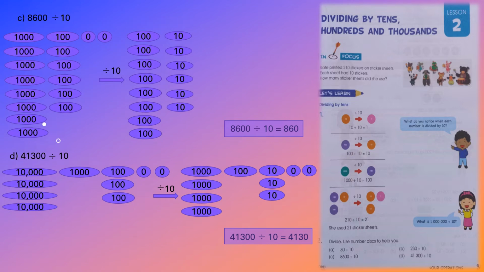So we have 4,130 tens, which means when 41,300 is divided by 10, the result is 4,130.